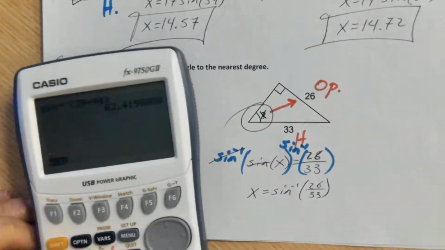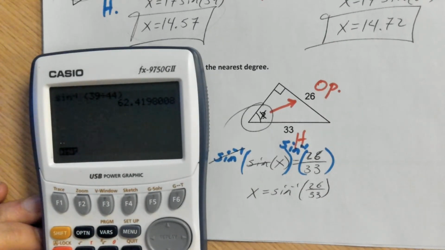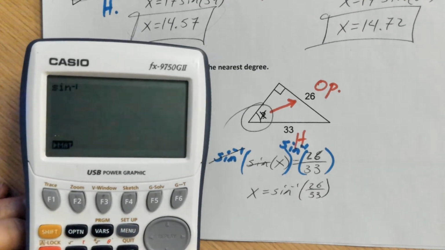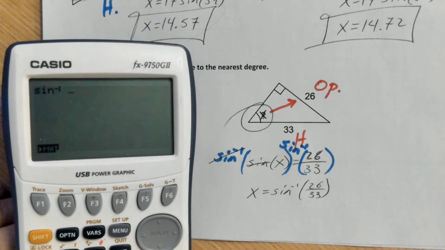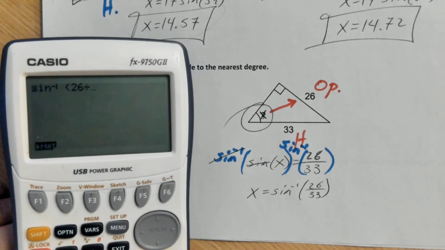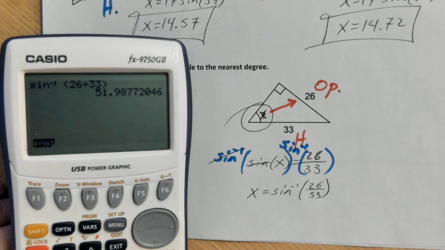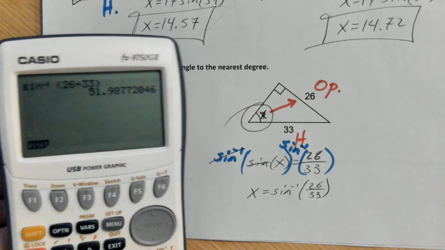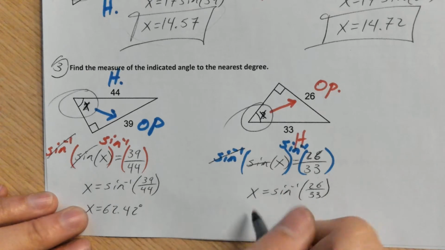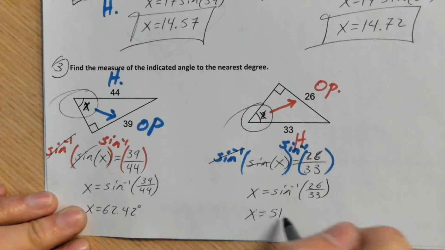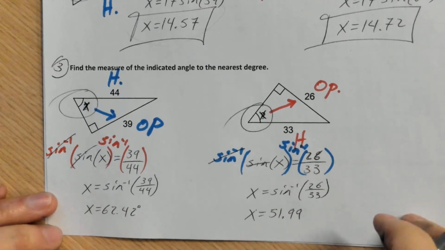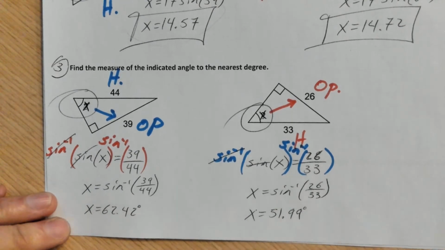Let's put it in the calculator. So we get shift, sine inverse, sine inverse parentheses 26 divided by 33, and we get 51.99. X equals 51.99, and that'll be the solution for the second one in degrees.